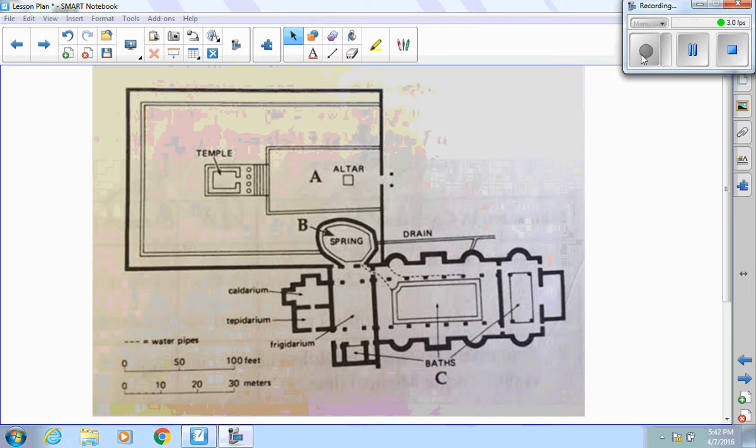Finally, I have a map of the baths that our stories are happening in. I believe this is from your book. It shows you where the temple is, where the altar is, where the spring is, the drain, the changing rooms, and all that stuff, and all three of the baths that would be available. What your test is going to do is it's going to give you pictures of things that belong in these areas.